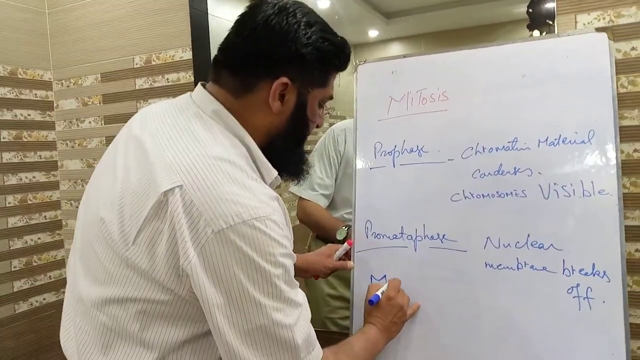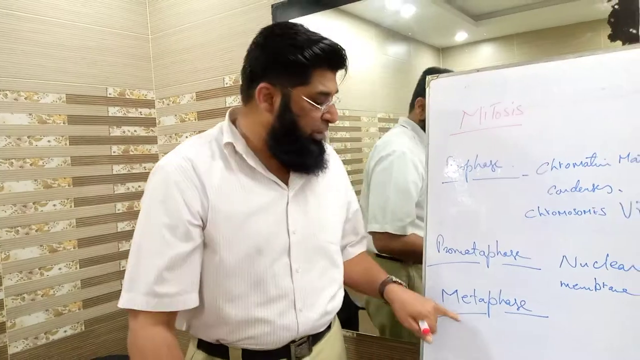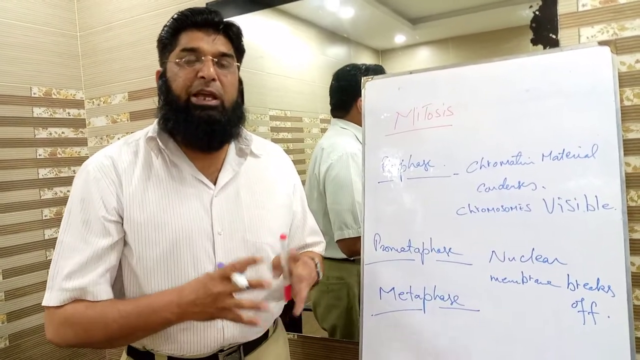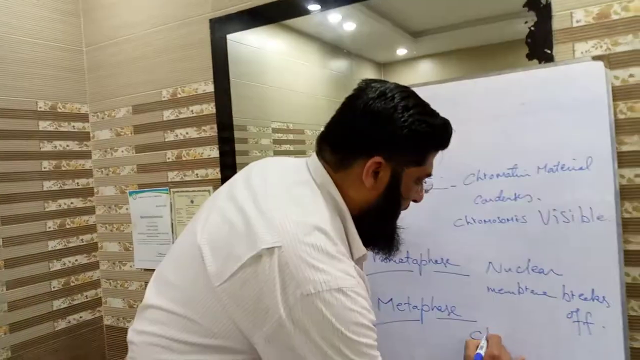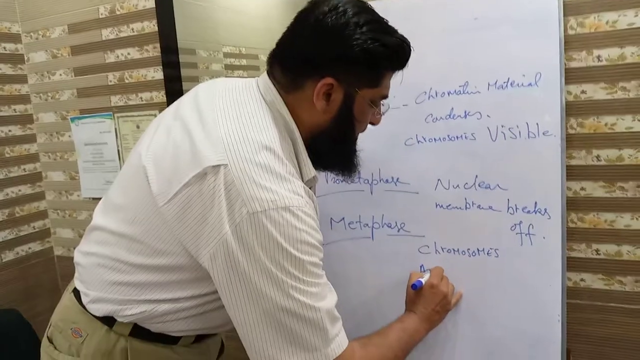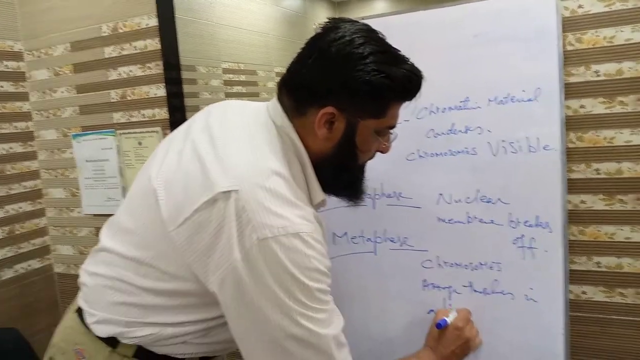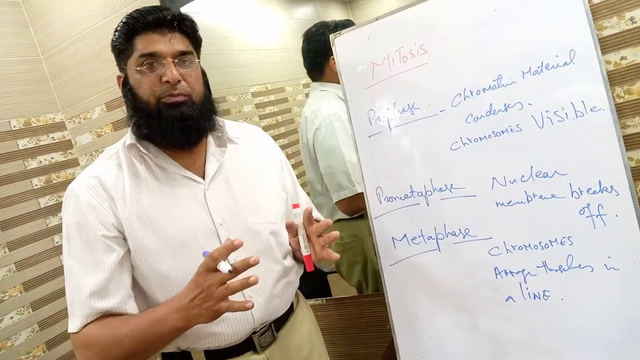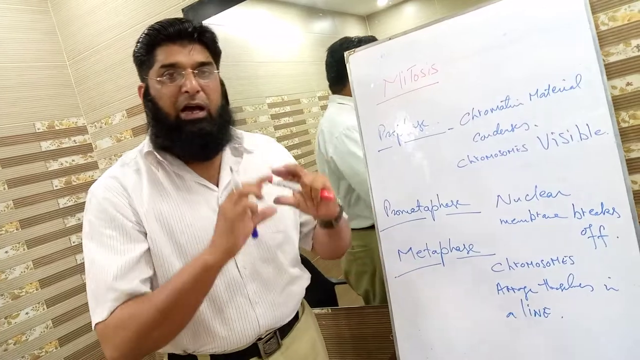Now, metaphase. Students, what happens in metaphase? In metaphase, the chromosomes arrange themselves in a central equatorial line. All the chromosomes come closer to each other and arrange themselves in a midline.